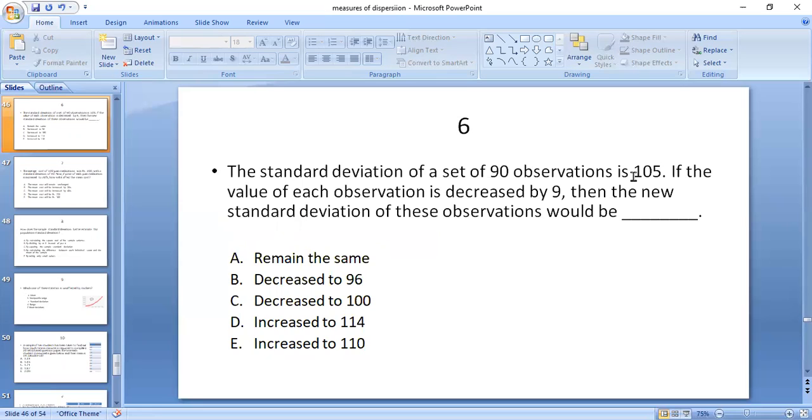If all the observations are decreased by 9, then 105 minus 9 equals 96. No, it will be B. It decreased to 96. All the observations have been changed.